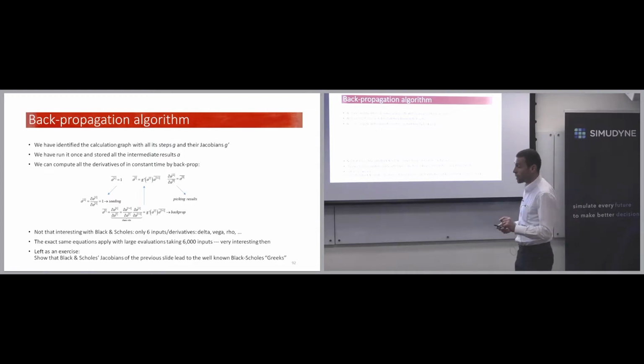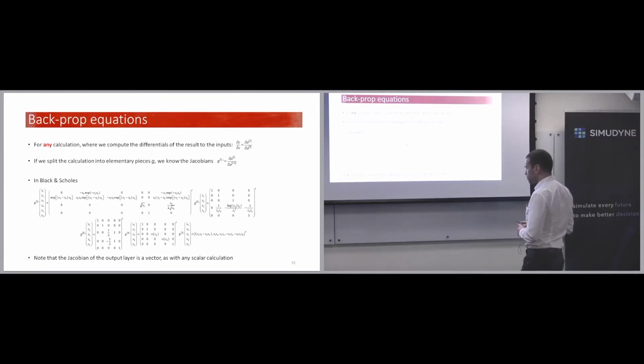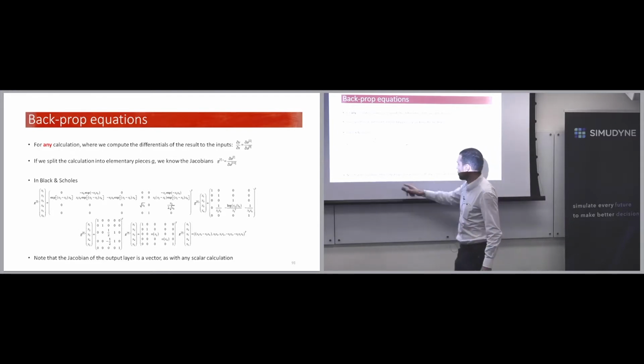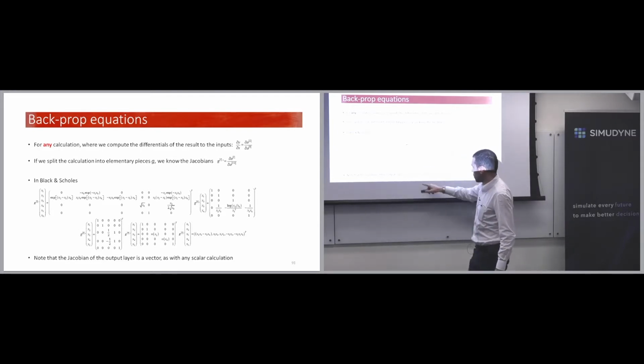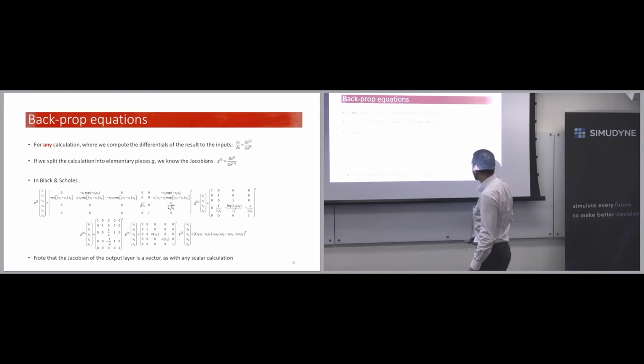Now, what I'm leaving as an exercise to you, but I really recommend you do, is the differentials of them. So note that the Jacobian of the output layer, G5 prime, that's a vector. And it has to be because the calculation produces a final result, which is a scalar, which is a real number. So the output dimension of the last calculation has to be 1, necessarily. So its Jacobian will be a vector.